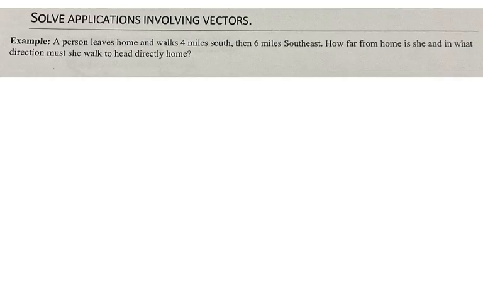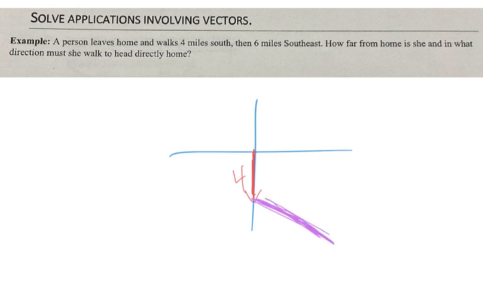A person leaves home and walks 4 miles south. So how could I draw that graphically? 4 miles south would mean I went down 4. And then they walk southeast. That's going to be this direction somehow. They walk southeast for 6 miles. How far from home is she, and in what direction must she walk to head directly home?